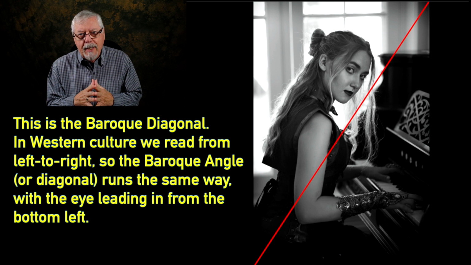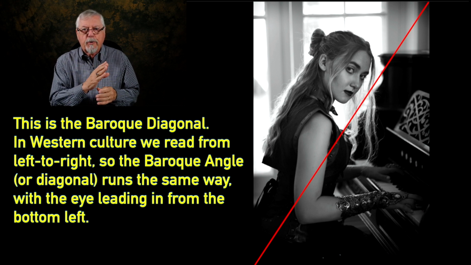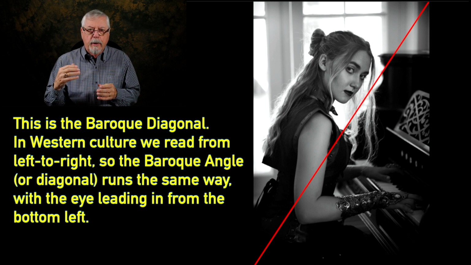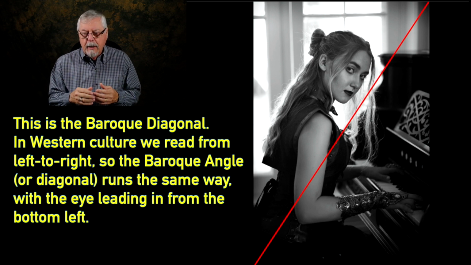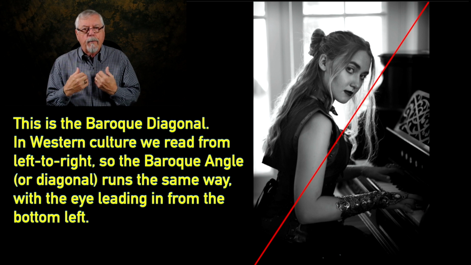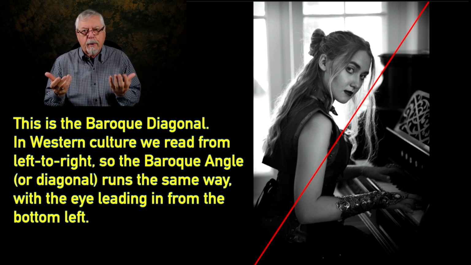And it's based on our writing system, which goes from left to right. And that's how we write and how we read. And so the assumption is a person's eye will start at the bottom and go up through the frame as we see it here, as we see that red diagonal. And that's considered a pleasing diagonal because it's comfortable for us because of our writing system.